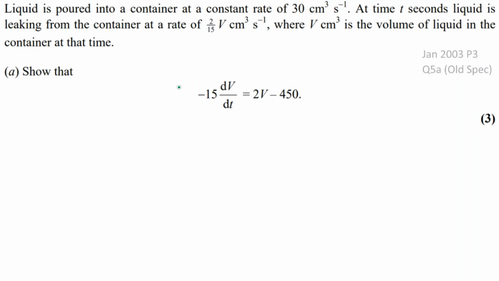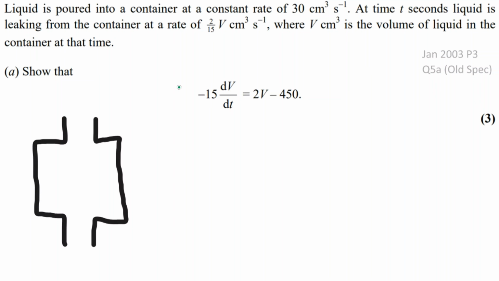So for a question like this, I think the best thing to do is to draw a diagram so you completely understand and envision what's going on. So in the first sentence, we're told that liquid is poured into the container at a constant rate of 30 centimeters cubed per second.